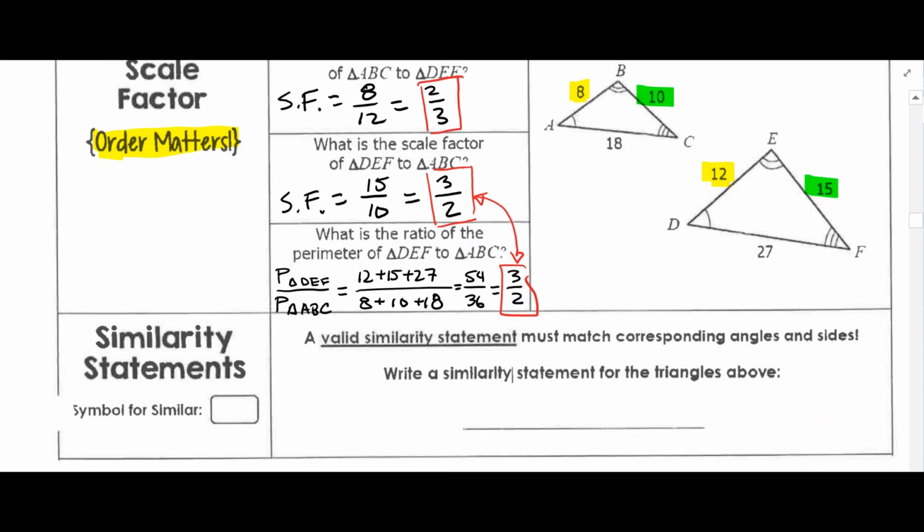Alright, so similarity statements, remember the symbol for similar is this squiggle. Okay, a valid similarity statement must match corresponding angles and sides. So let's write a similarity statement for the triangles above. Again, it doesn't matter which way we write this, but it is important the way we write it if we're going to be writing scale factors. So we're going to do triangle ABC is similar to triangle DEF.